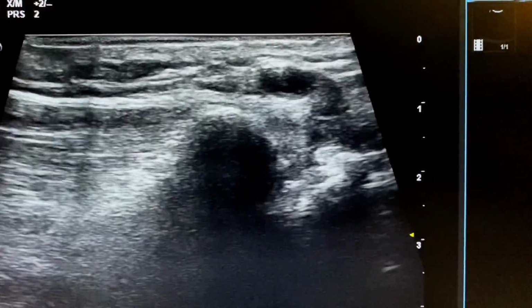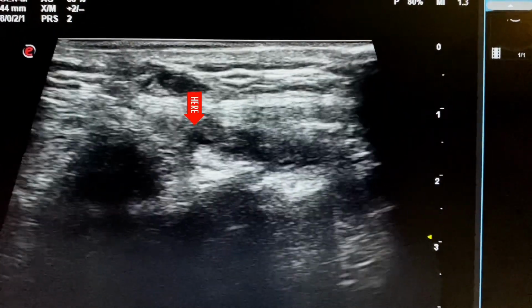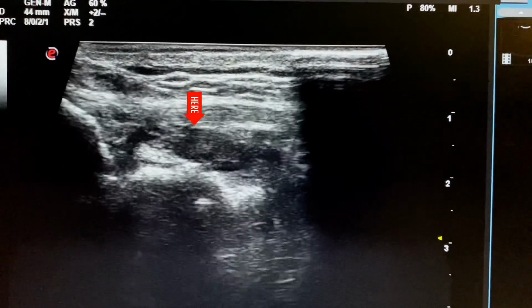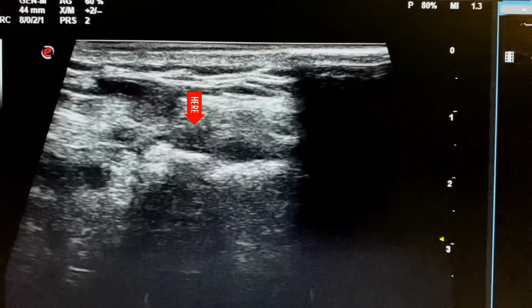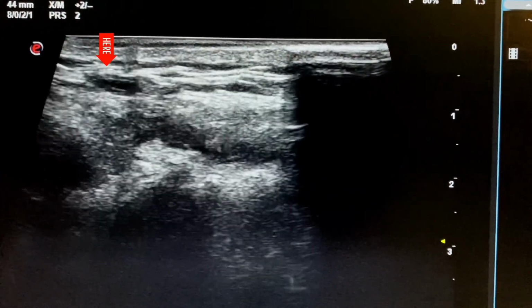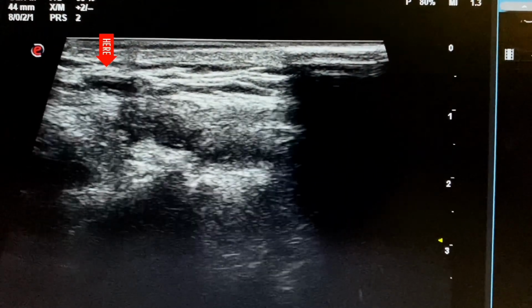It means the synovial fluid is leaking from the knee joint and continues down to the upper part of the lateral side of the subcutaneous tissue of the lower limb.